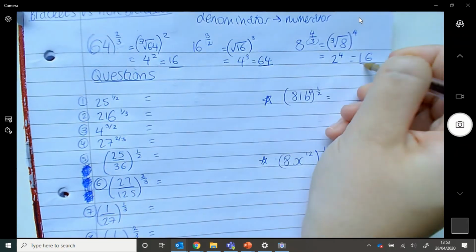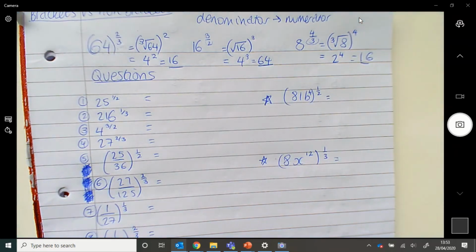So they are my 3 examples. Please do go back and re-watch those on this video if you need that again. But just a reminder, you do the denominator part of the power first before the numerator.